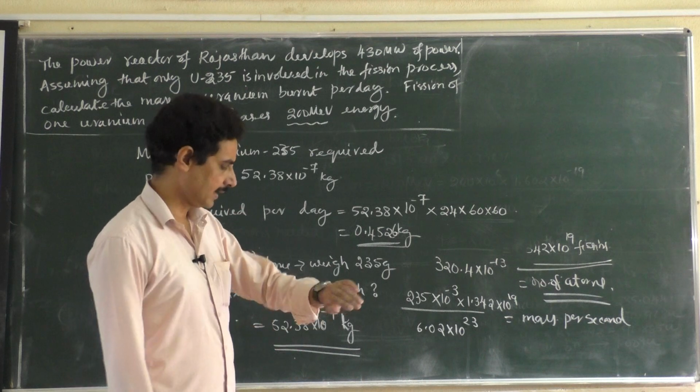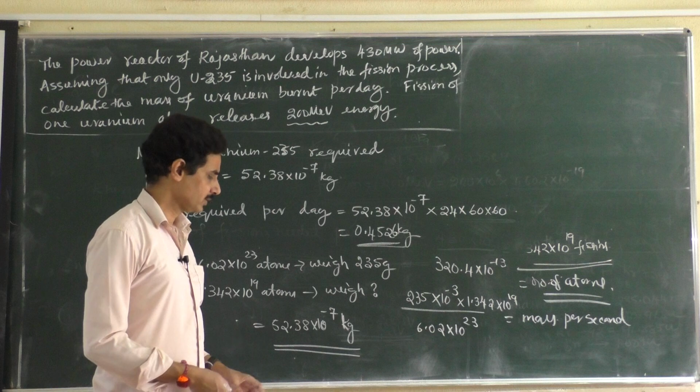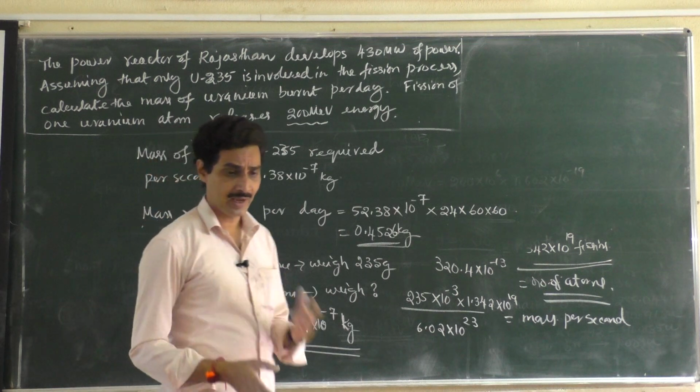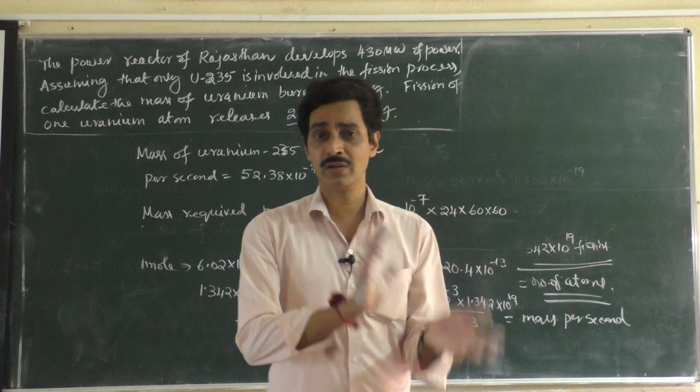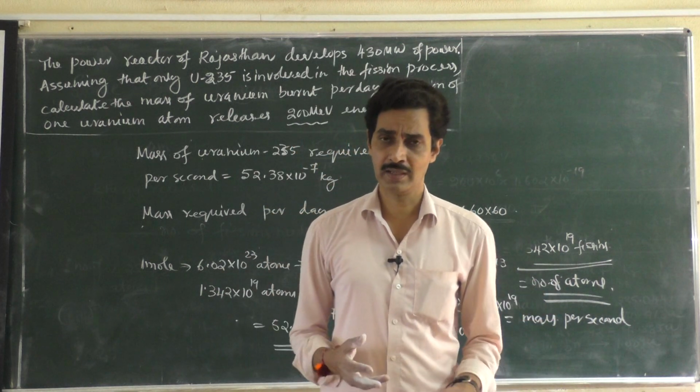So simply addition, subtraction and multiplication are taking part in the problem. But you must know what you are doing: why we should add, how to use the Avogadro number, and how to take 1 mole of the fission material and all.